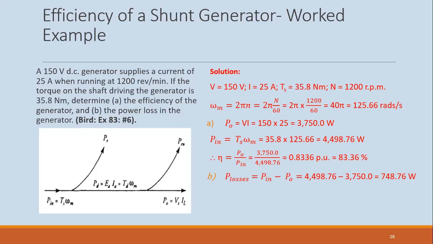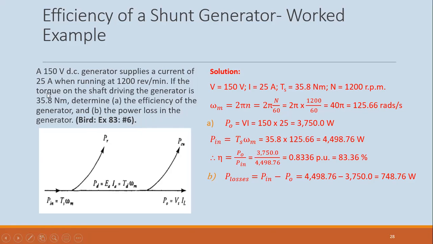All right, so it says that a 150 volt DC generator supplies a current of 25 amps when running at 1200 revs per minute. Now, if the torque on the shaft driving the generator is 35.8 Newton meters, we should determine the efficiency of the generator and the power loss in the generator.